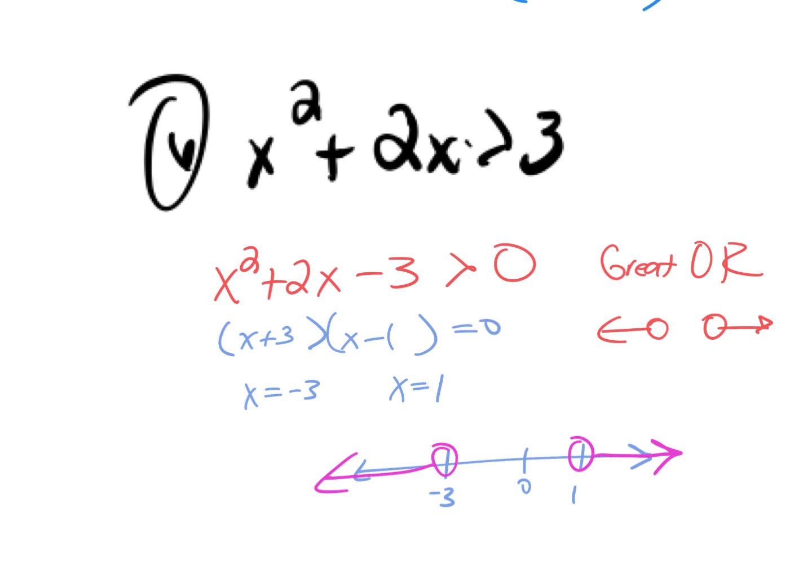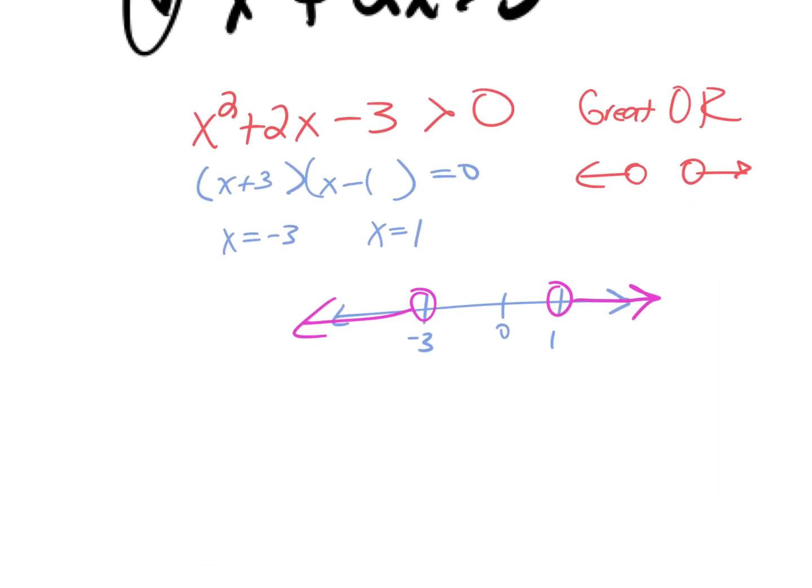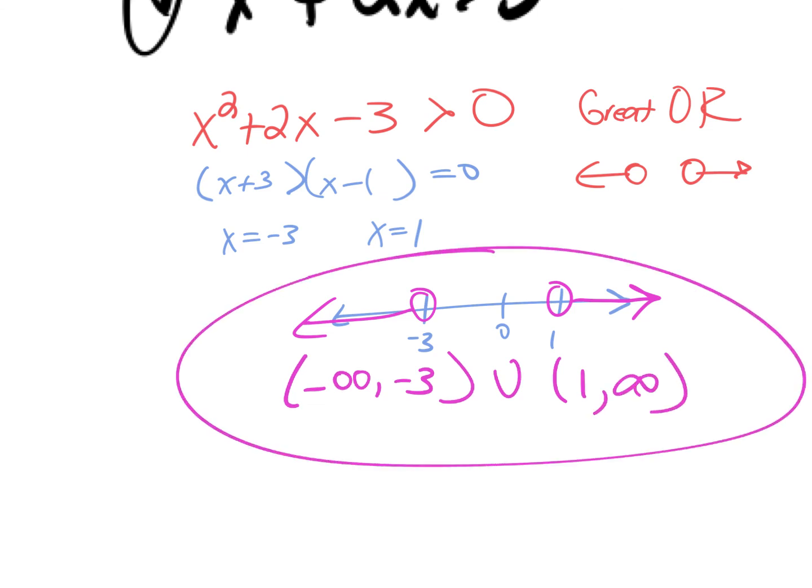Check on the right-hand side. Try 2. What's 2 squared? 4. Plus 2 times 2 is 4. So 8. Is 8 bigger than 3? Yep, so we're good. So interval notation-wise, guys, what's my answer? Negative infinity to -3, parenthesis, union, 1 to infinity. Awesome. Good job, guys. Little extra thinking, but you guys did a really good job.